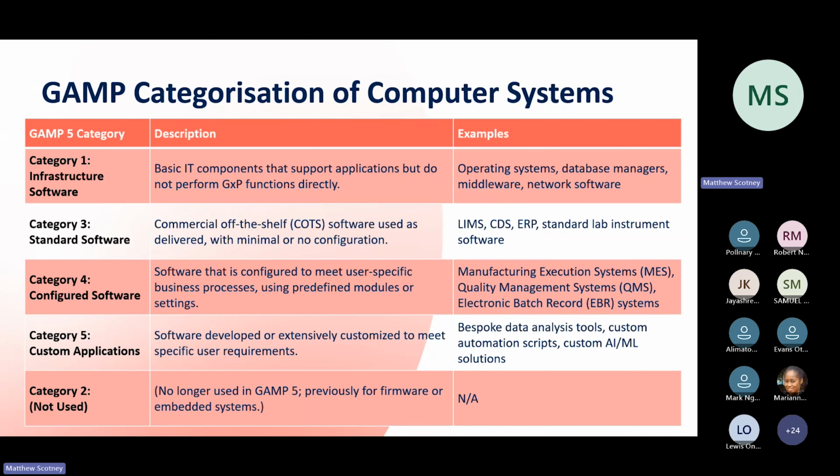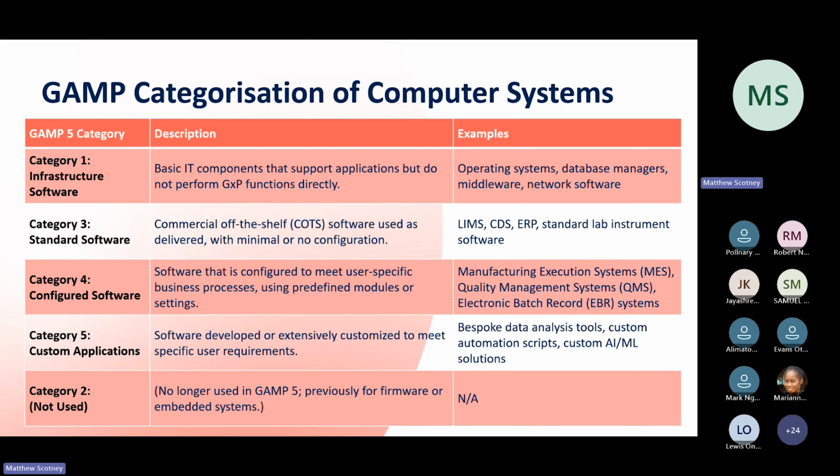So we have basic infrastructure, things like the operating systems, potentially middleware, network software. These don't directly impact on the GxP operation, but they're important in order to keep the computer running. And then we have standard software, which perhaps you buy off the shelf with minimal configuration. We then have software that you can configure.